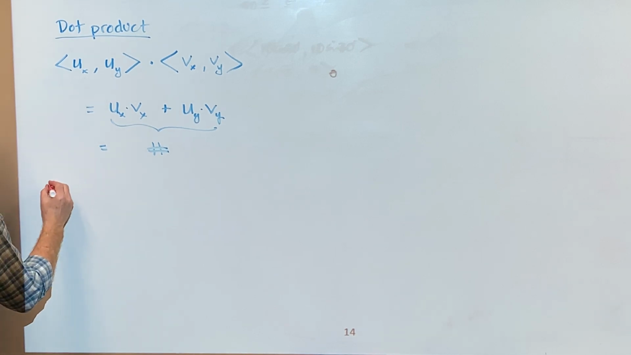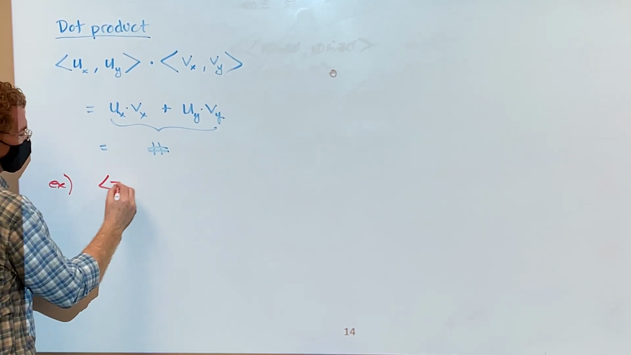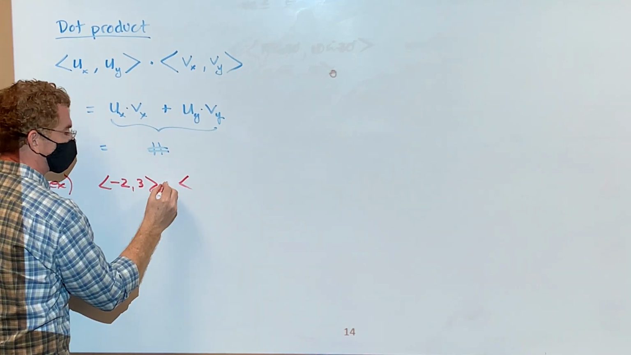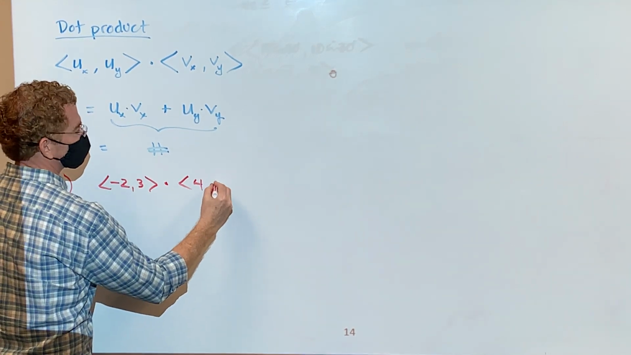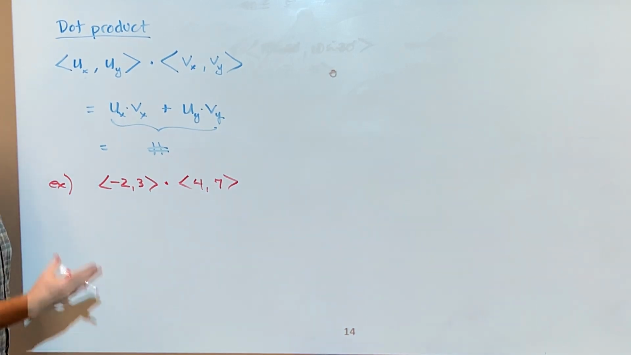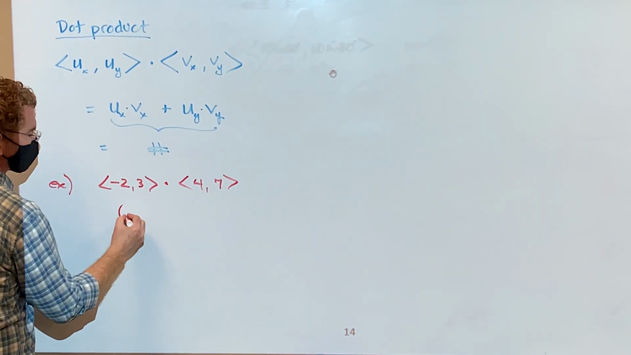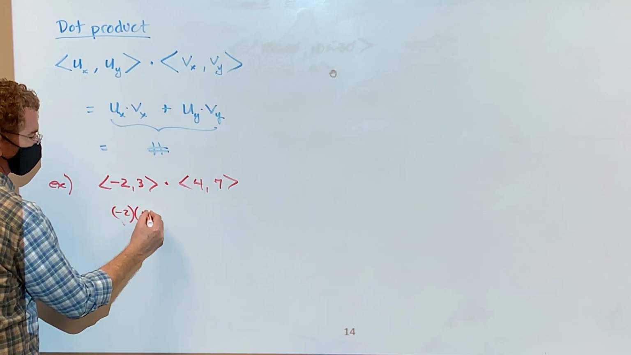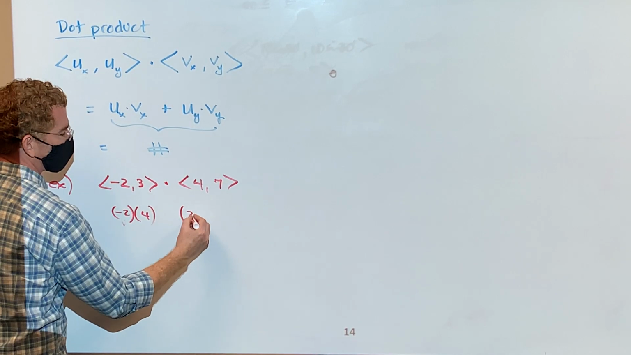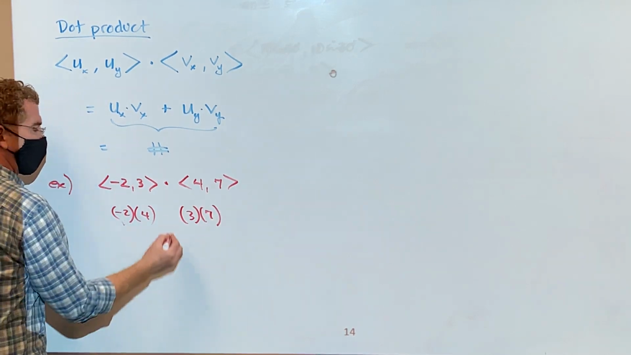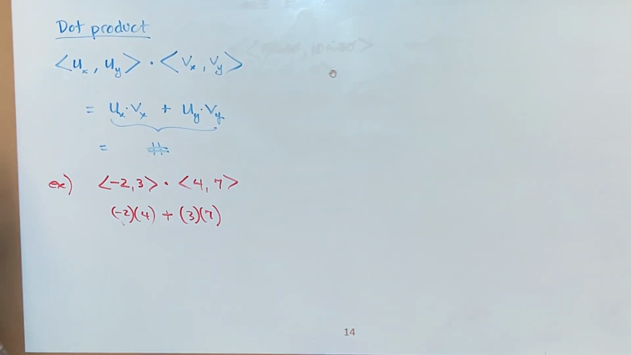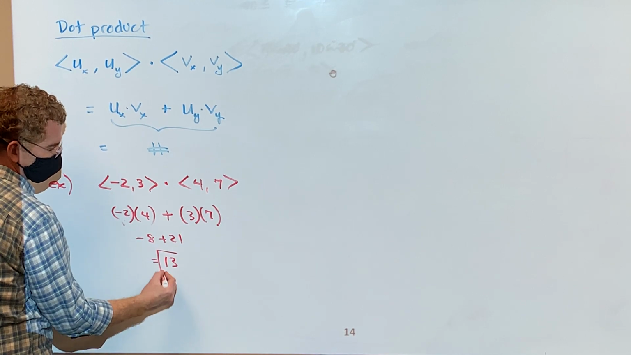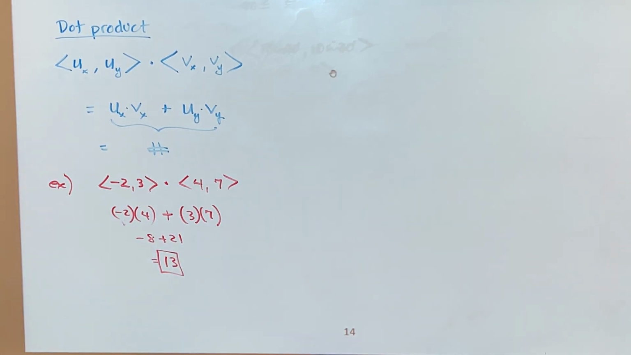So if I were to give you, for example, this vector, -2, 3, dot 4, 7, the dot product says multiply the -2 and the 4, multiply the 3 and the 7, add them together. And you get -8 plus 21, which is 13. And that's your dot product.